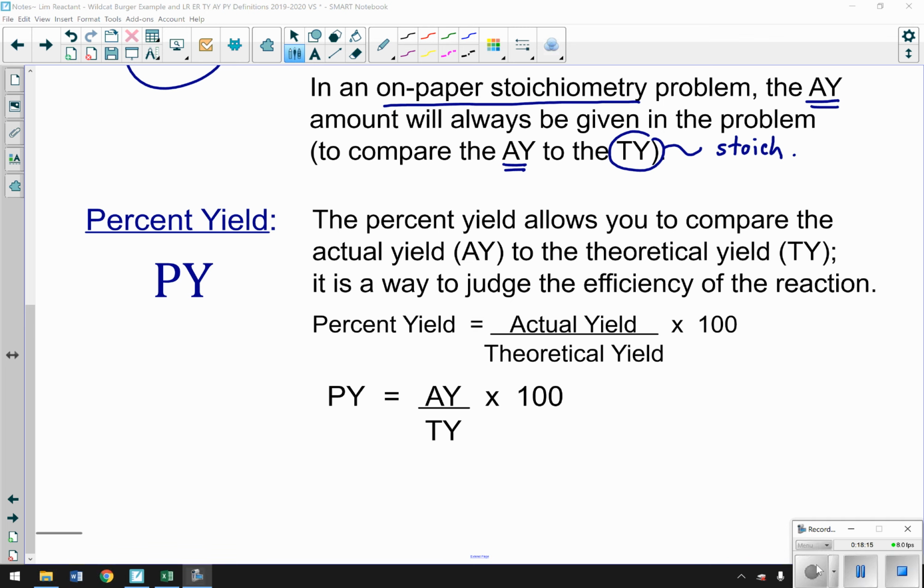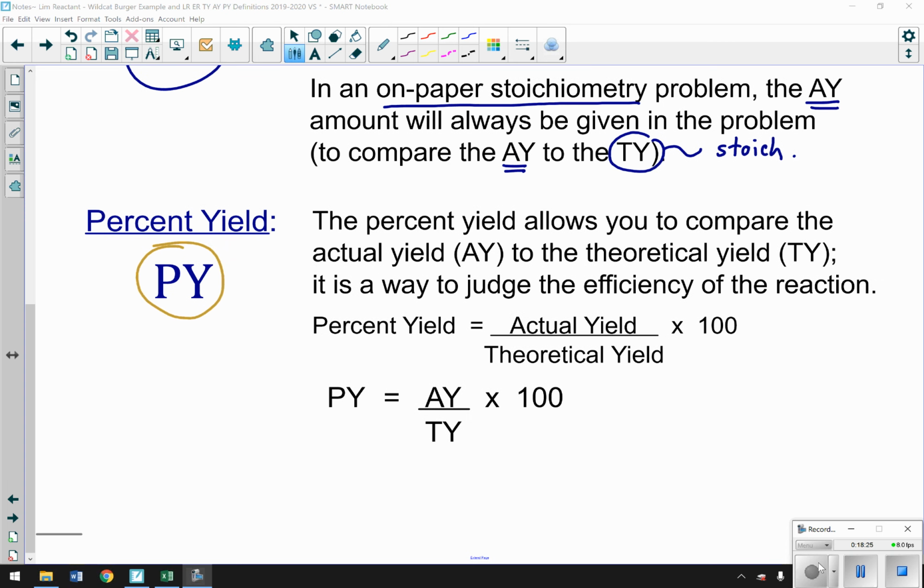Finally, how are we going to compare our actual yield to our theoretical yield? Well, we're going to use a calculation called the percent yield. So the percent yield, again, is that quantity we're going to calculate that allows you to compare the actual yield to the theoretical yield. It's a way to judge how efficiently the reaction proceeded.